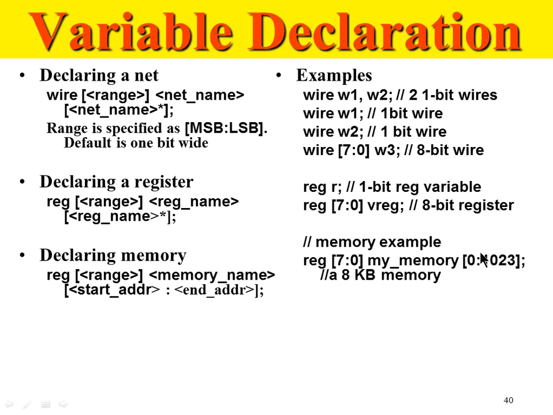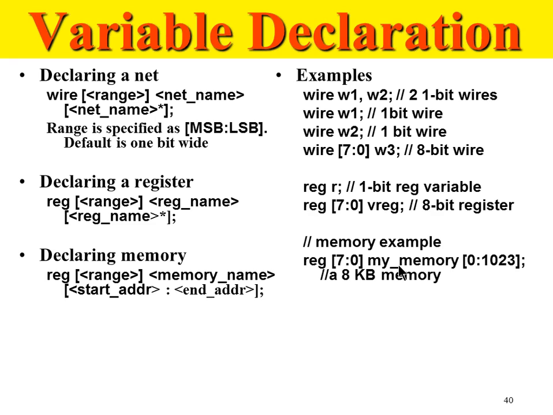So 8 into 1K will give me an 8 kilobit memory, and I can call this memory anything I want. I will call it my memory, or you can give it some other name in Verilog. reg [7:0] my_memory [0:1023]. This is how you can declare a memory. Okay.